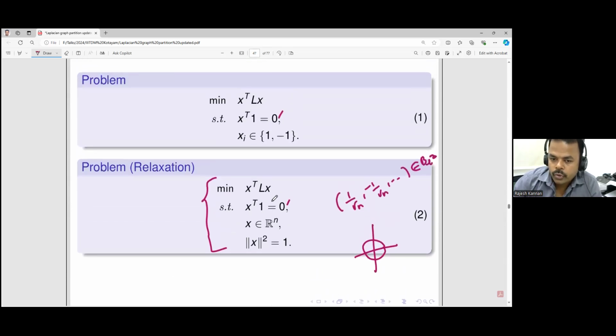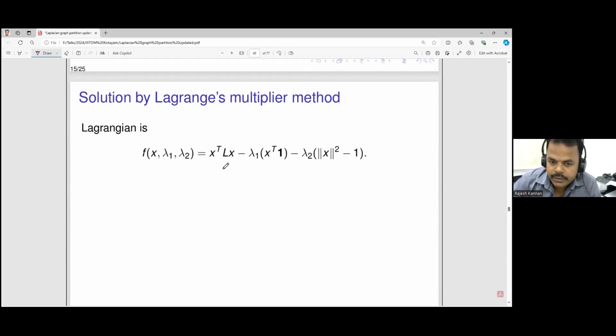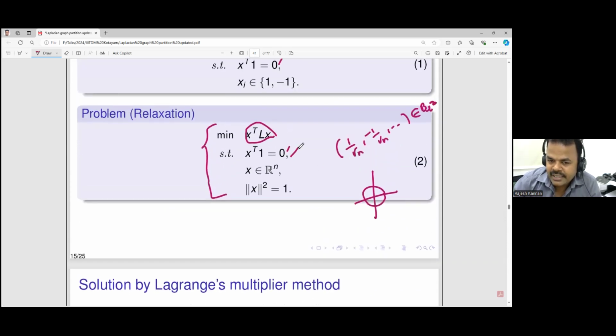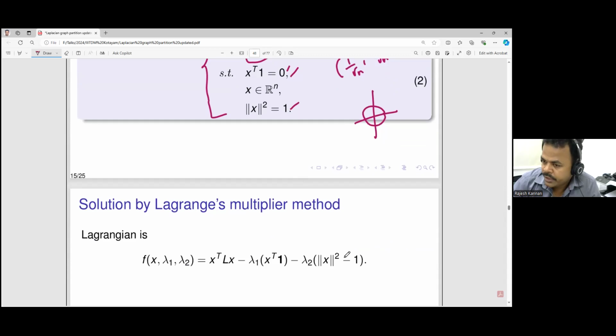You use the object which you are going to minimize. That corresponds to the first term. Then lambda 1 times the first constraint and lambda 2 times the second constraint. So this is my first constraint, x transpose 1 equal to 0, and norm square of x equal to 1 is the second constraint. So both the constraints are captured.